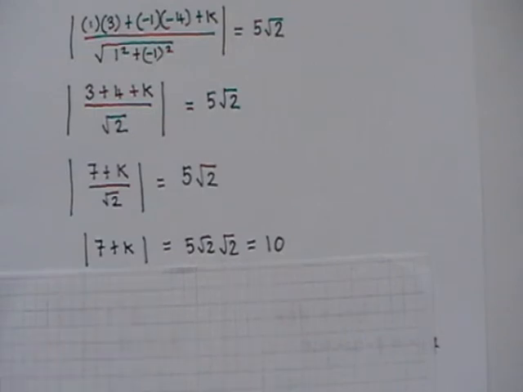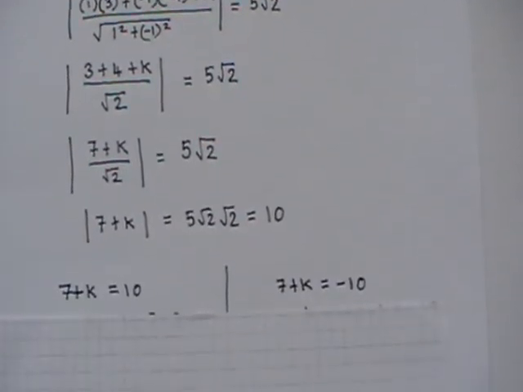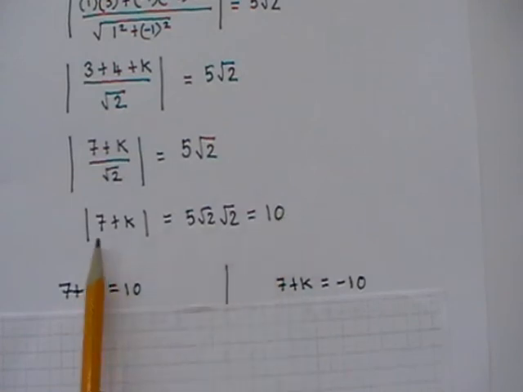Absolute value sign means what? The absolute value of 10 is 10. The absolute value of minus 10 is also 10. So if the absolute value of 10 is 10, 7 plus k could equal 10. If the absolute value of minus 10 is 10, 7 plus k could also equal minus 10.